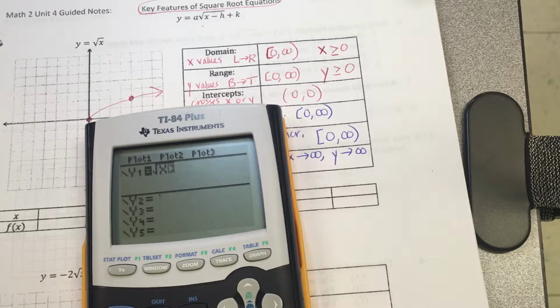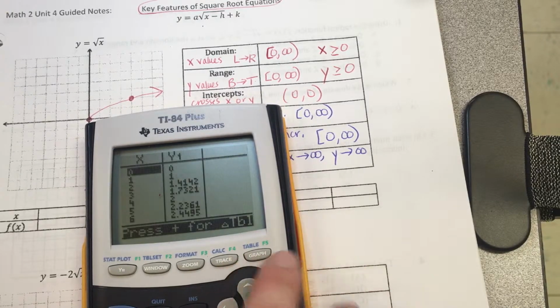Type in the square root of x. All right, stay after class so we can discuss it. All right, the square root of x, and then go to second graph.